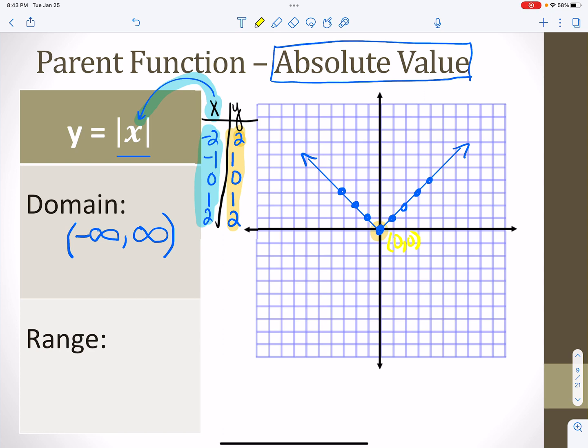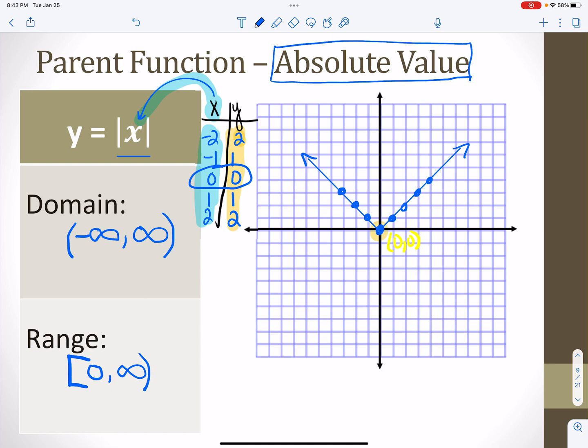So when I define that point at 0, 0, that's the lowest it can ever be. So my range can be 0, right? When I took the absolute value of 0, I got 0. So we're going to use a bracket, and we're going to say 0 to infinity with parentheses. Why do we use parentheses with the infinity? Because you can't tell me what infinity means.